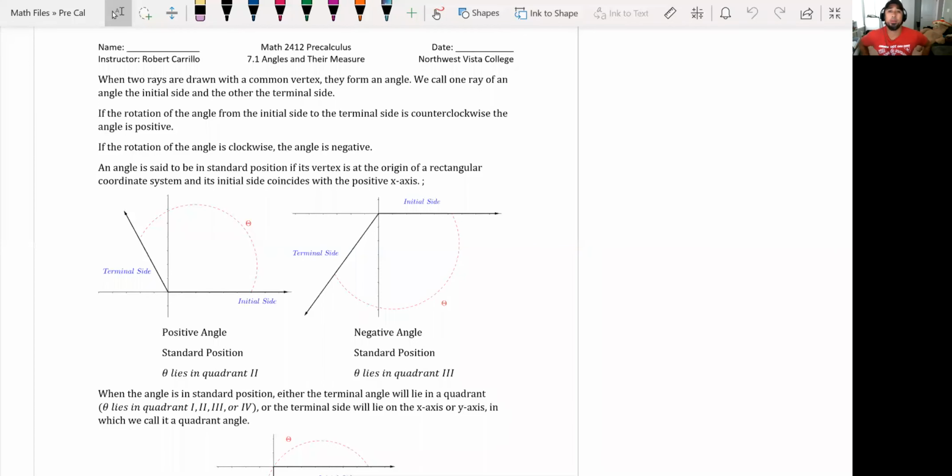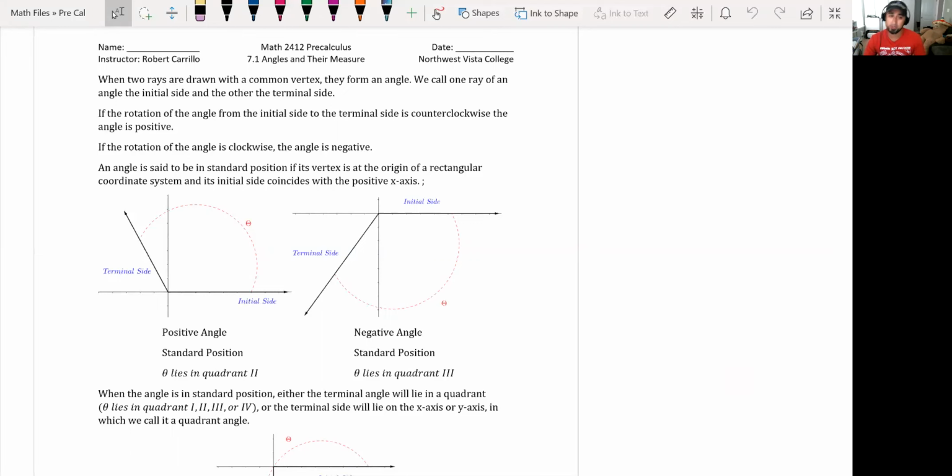Right, let's do this. This is 7.1. If you're here, you've made it past the first test, right? Yeehaw. Now we actually start learning trigonometry. Okay, today's pretty simple. We just go over angles, degrees, radians, and other stuff that's involved.